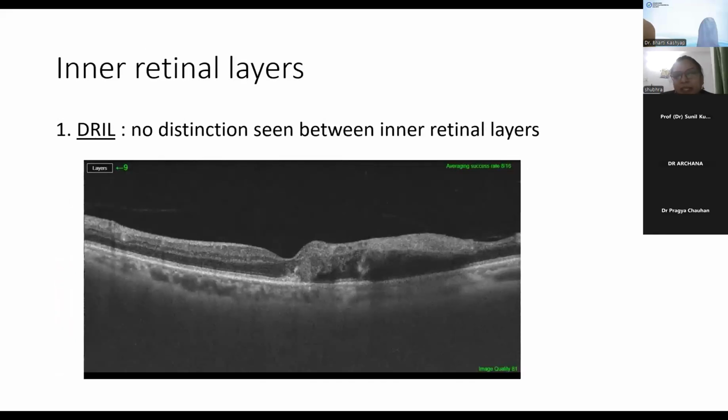Now coming to the inner retina. So we've talked about the vitreomacular interface. Now we come to the inner retina. The inner retina is composed of the inner 6 layers of the neurosensory retina. So first, coming to DRIL. Now DRIL means disruption of the inner retinal layers.